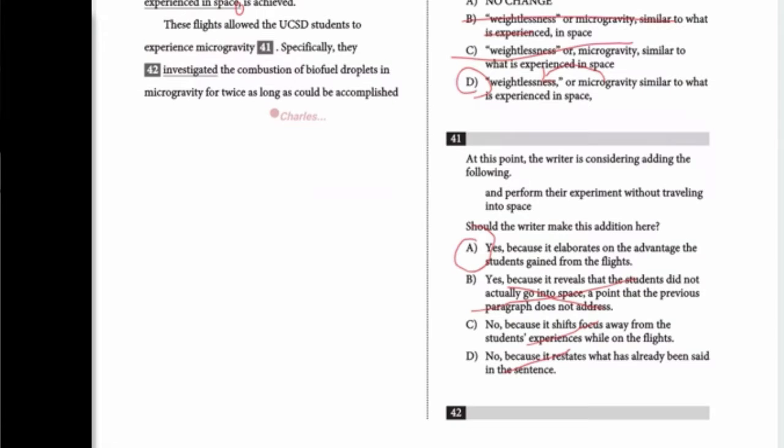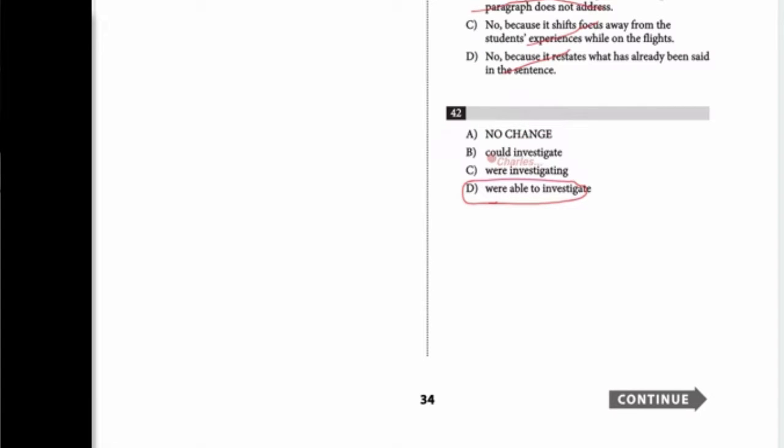It's that subjunctive tense. Specifically, they were able to investigate the combustion of biofuels in microgravity for twice as long as could be. That suggests the subjunctive. So they were able to investigate. D for 42 is the correct answer.